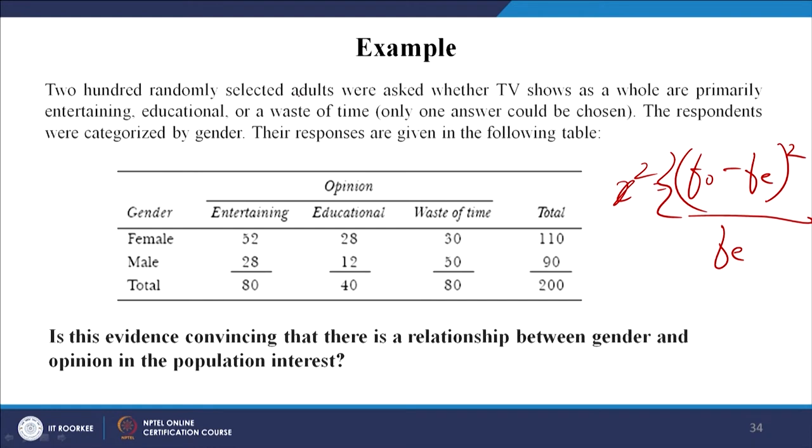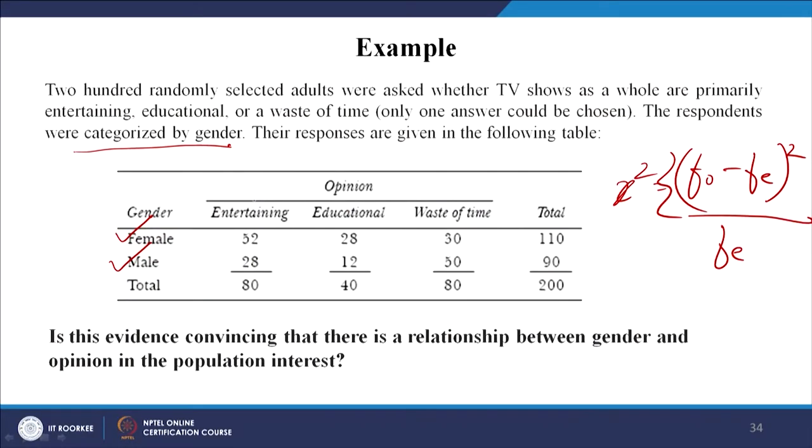200 randomly selected adults were asked whether TV shows as a whole are primarily entertaining, educational, or a waste of time. Many times in your homes also this discussion might be going on. Parents must be saying the TV is a waste because the children are wasting their time. Somebody might be saying no, there are so many educational programs, so they are learning. Sometimes somebody says it is just for entertainment.